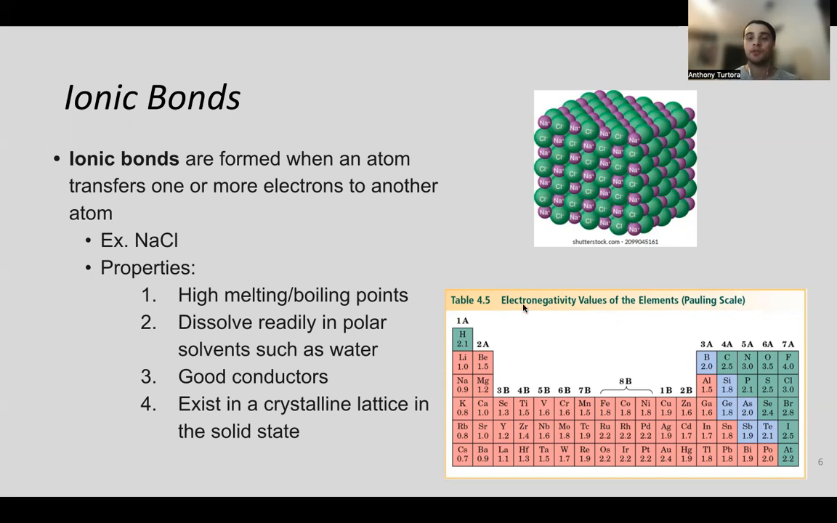So this right here is the Pauling scale, and it shows the electronegativity values of the elements in the periodic table. So we see that we have the highest electronegativity values being with the nonmetals, and the lowest electronegativities being of the metals. So this is another way that we can determine if a bond will be covalent or if it will be ionic, as ionic compounds have an electronegativity difference of about 1.7 or more.